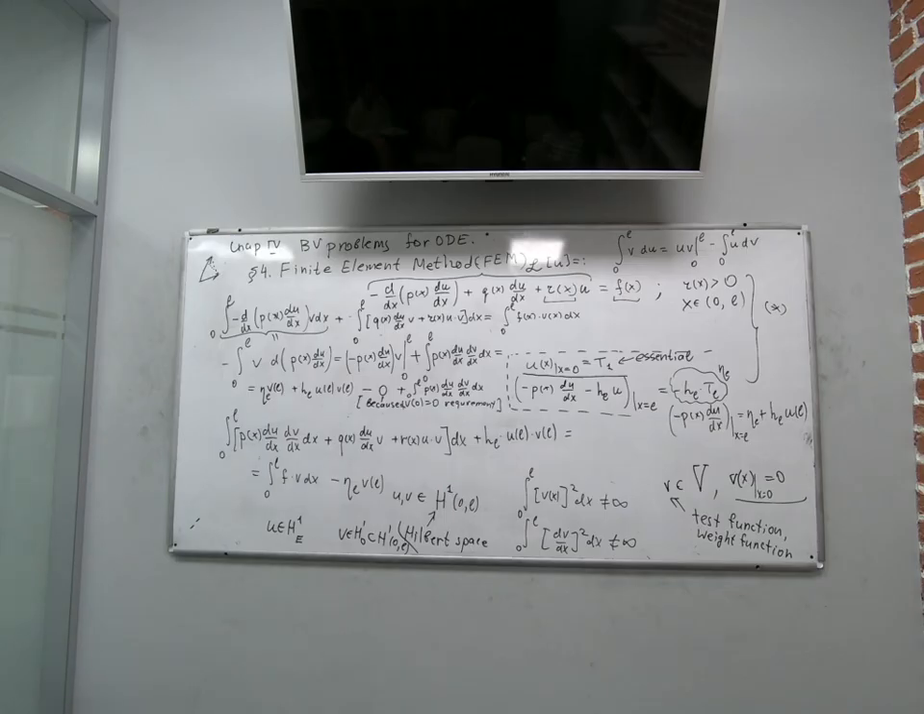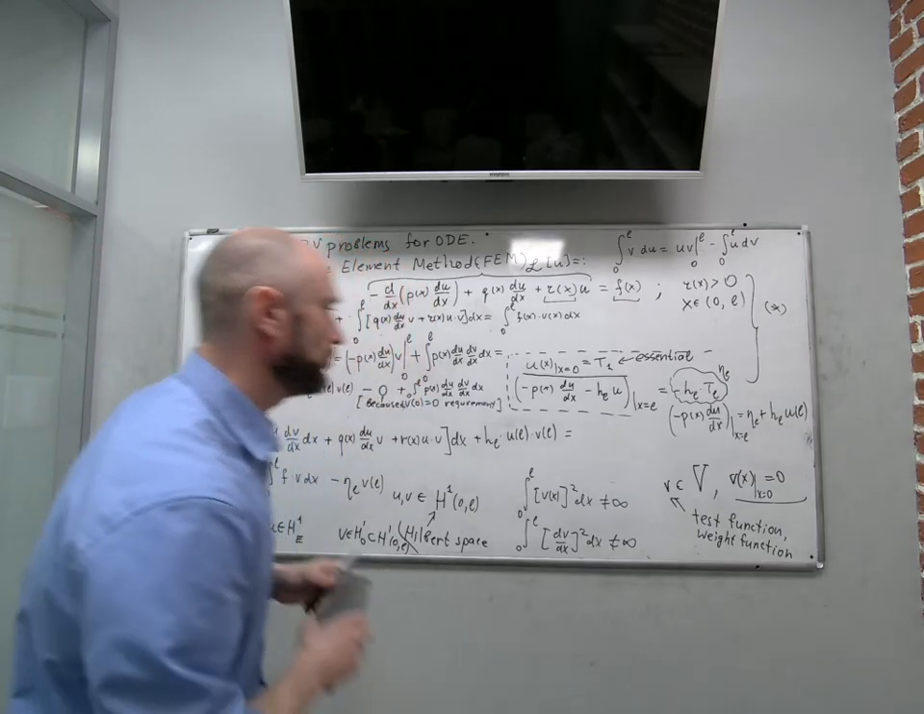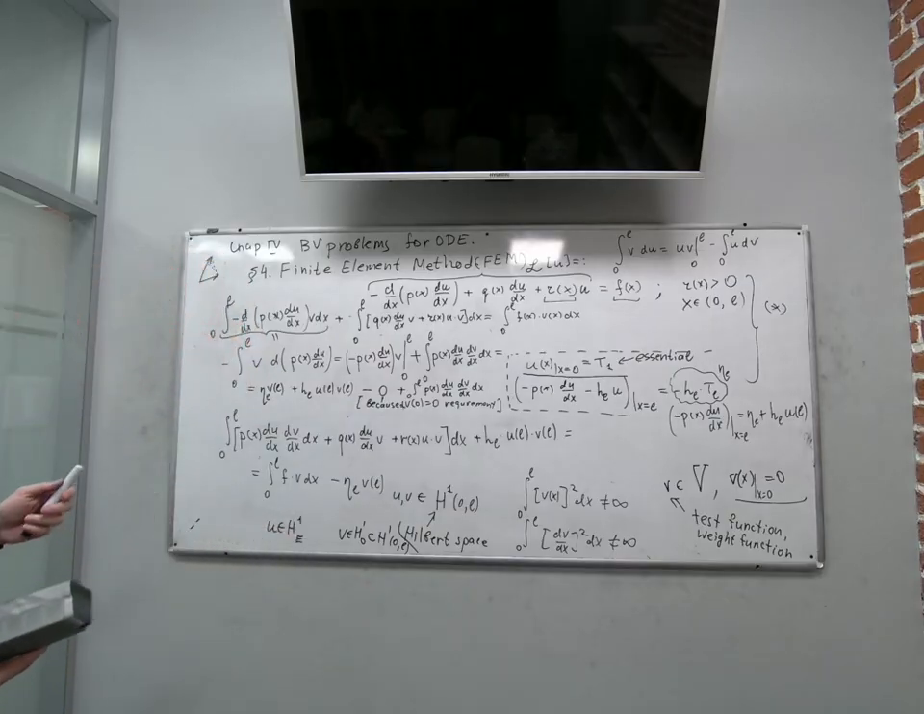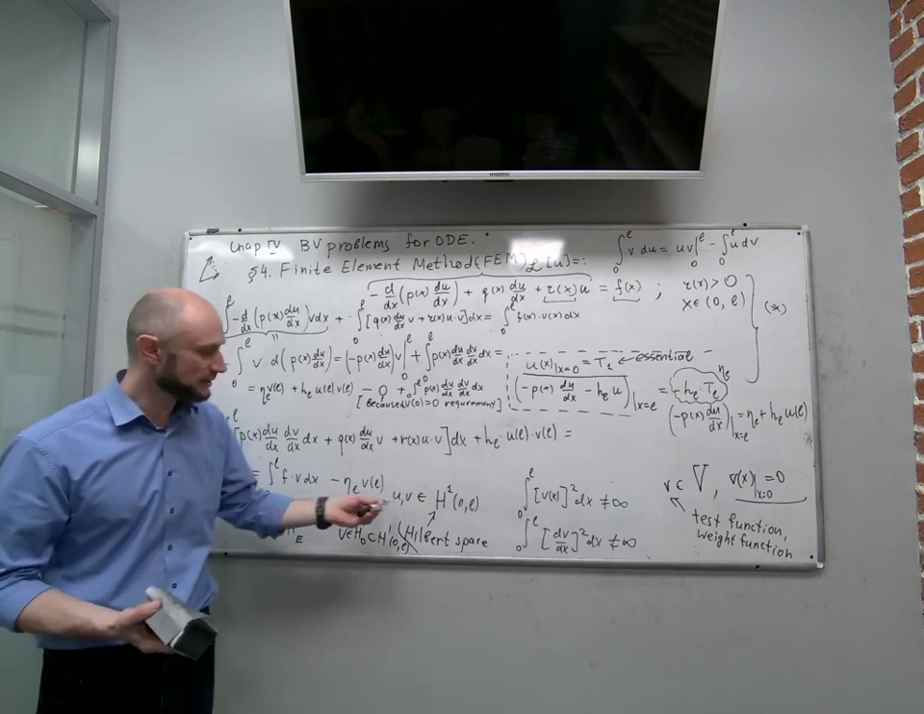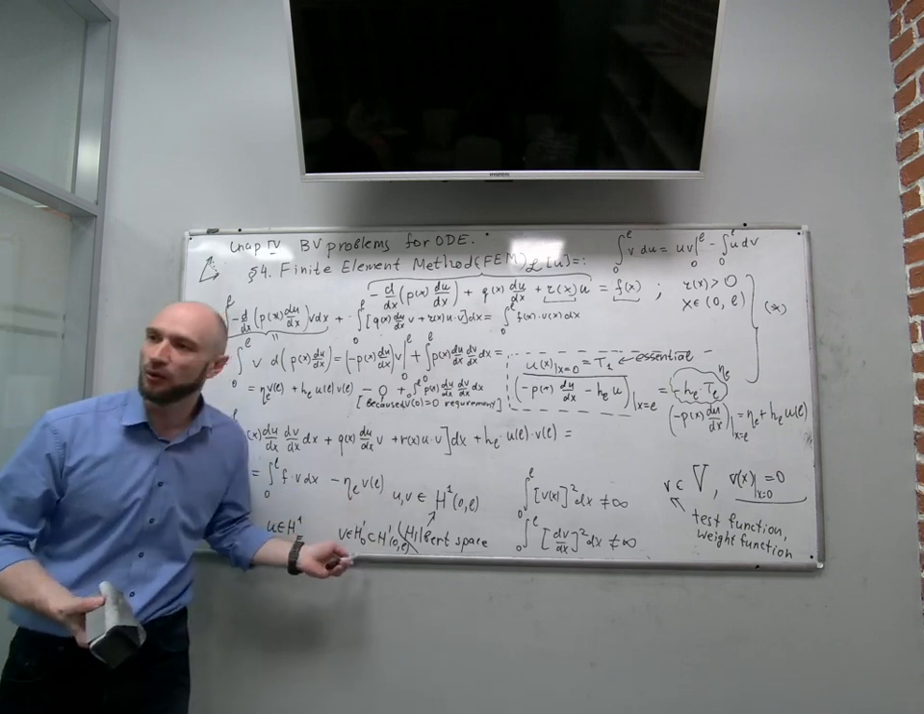Okay. So this is the general procedure, and this procedure leads not only to the finite element method, but also to the spectral methods and some others. And now to move to the finite element method, I have to approximate these spaces somehow.